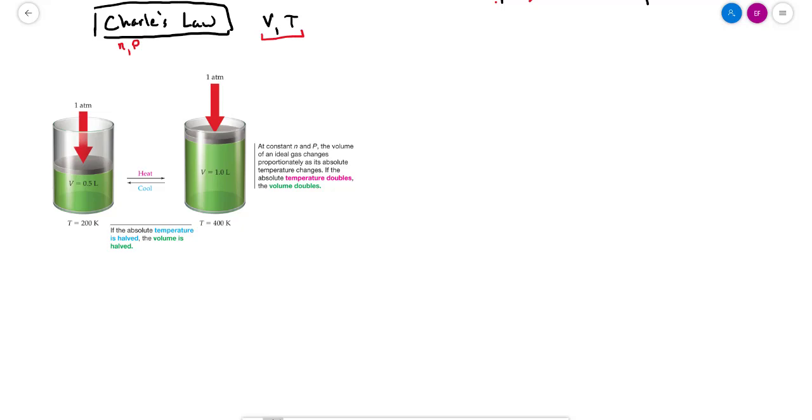So we've got half a liter of something with a pressure of 1 atm pushing down, and this is at 200 Kelvin, so pretty cold, knowing that 298 Kelvin is roughly 25 C, that's roughly room temp, so pretty cold.